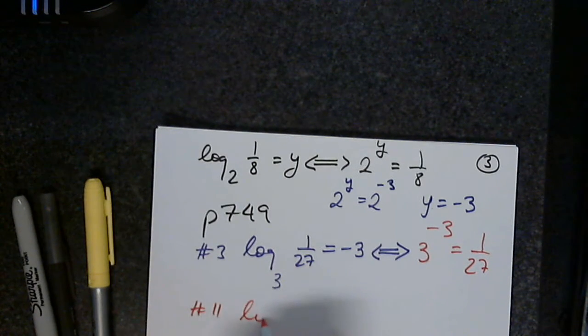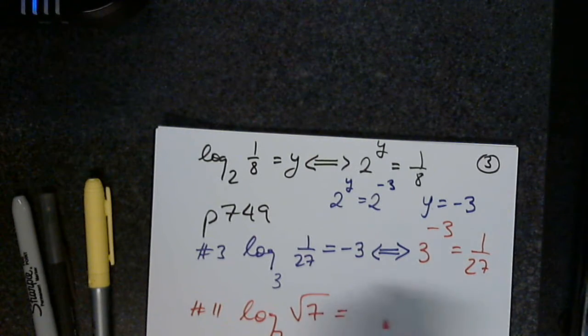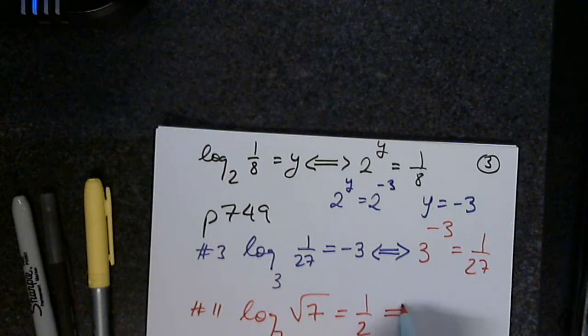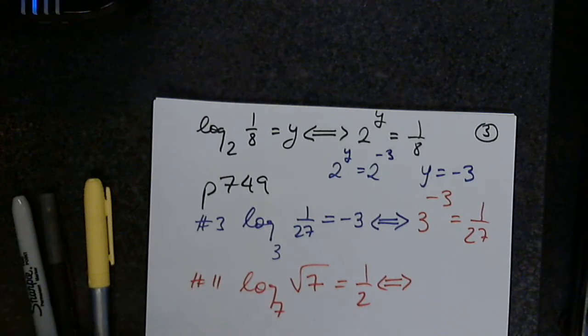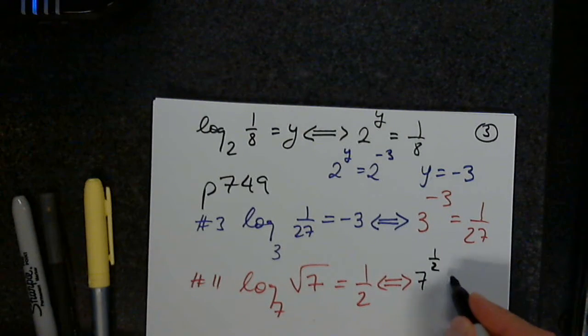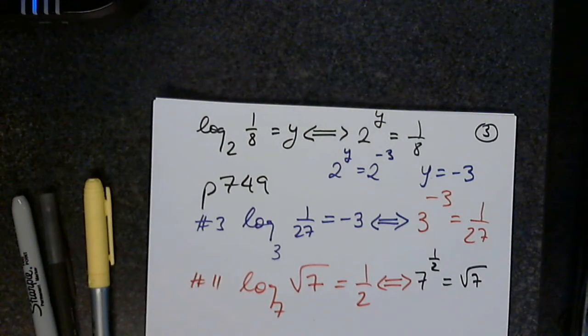Problem 11. Log base 7 of the square root of 7 is 1/2. Can anyone convert this log equation into an exponential one? 7 to the 1/2. Excellent. Square root of 7. Yes. Is that true? We learned this in chapter 10. The square root of 7 is the same as 7 raised to 1/2. Agreed? Good.